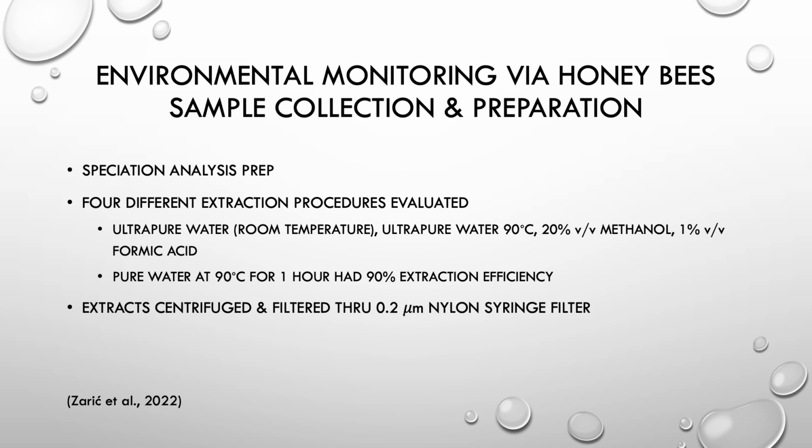So finally, the extracts were done at 90 degrees Celsius, and the extracts then were centrifuged and then filtered through a 0.2 micrometer nylon syringe filter. And then the samples were diluted and acidified to 10% by volume of nitric acid.